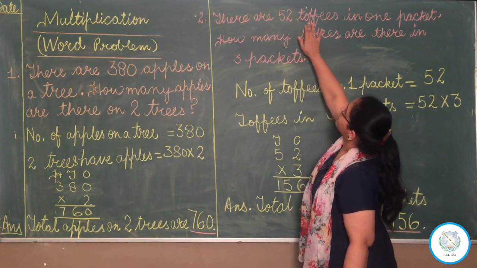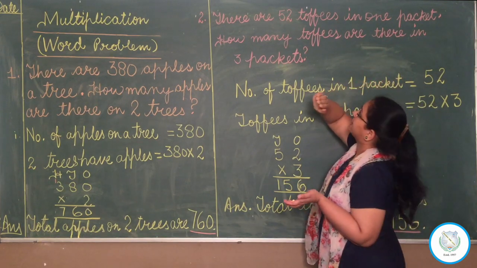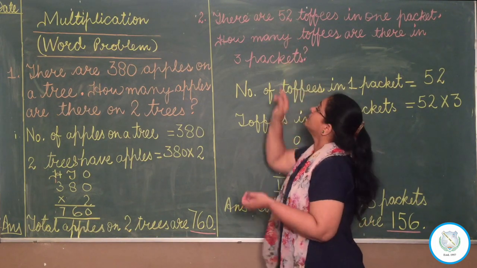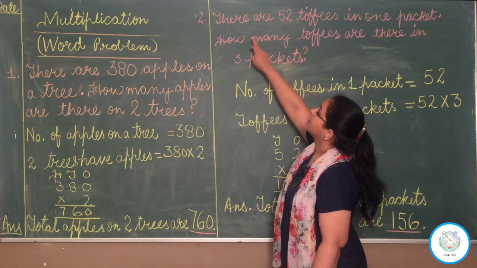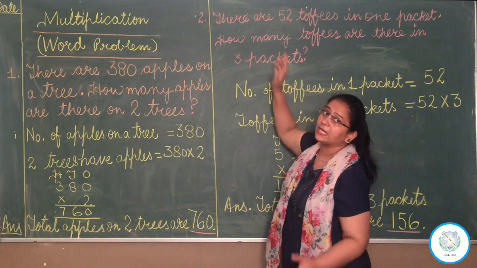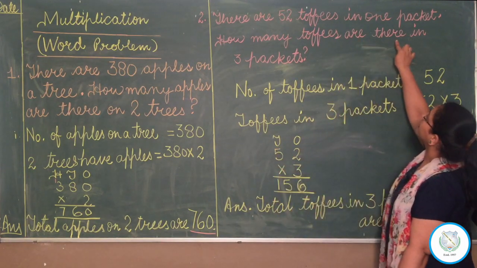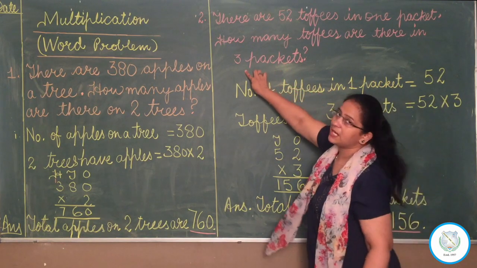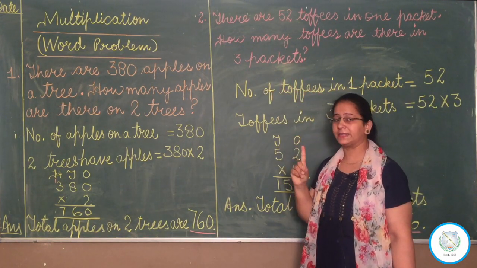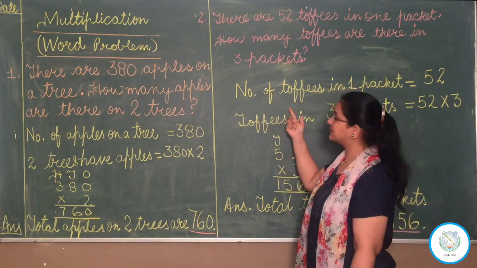See, there are 52 toffees in one packet. One packet has 52 toffees, or one toffee packet has 52 toffees. Now the second sentence is how many, you have to count how many toffees are there in 3 packets. Now there are 3 packets and each packet has 52 toffees. So how will we write this? Let's see.